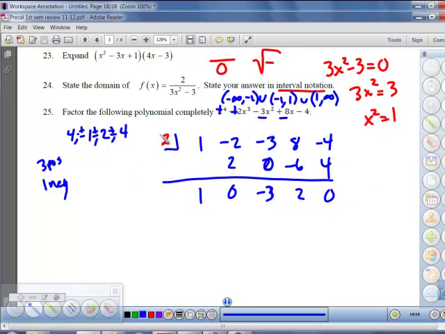So, anyways, this is what this means. It says factor, so I don't need the solutions. Remember, this is a solution right here. So what is that as a factor? X minus 2.